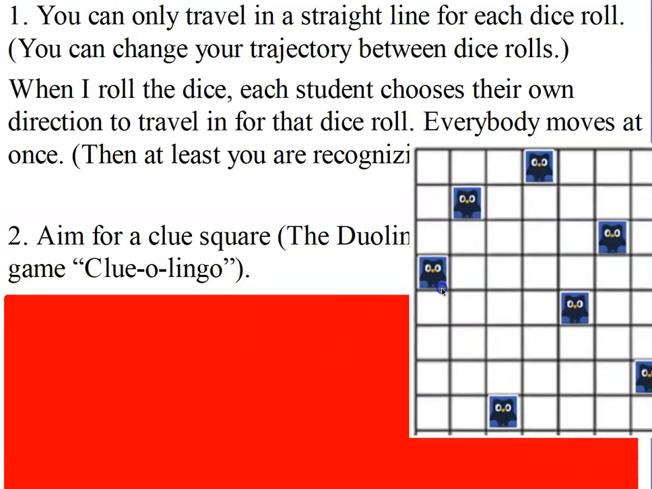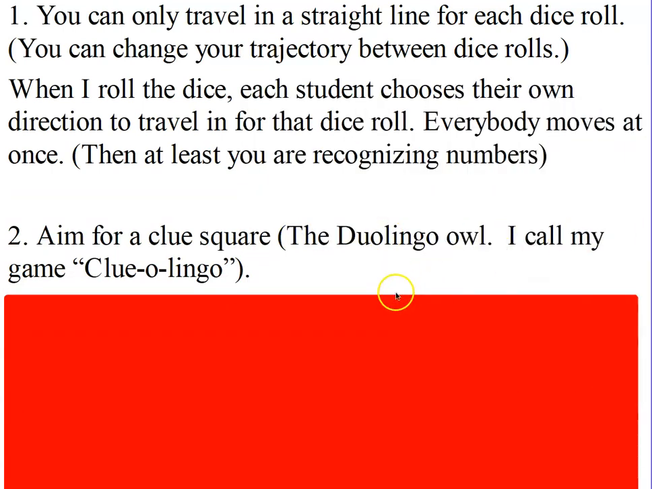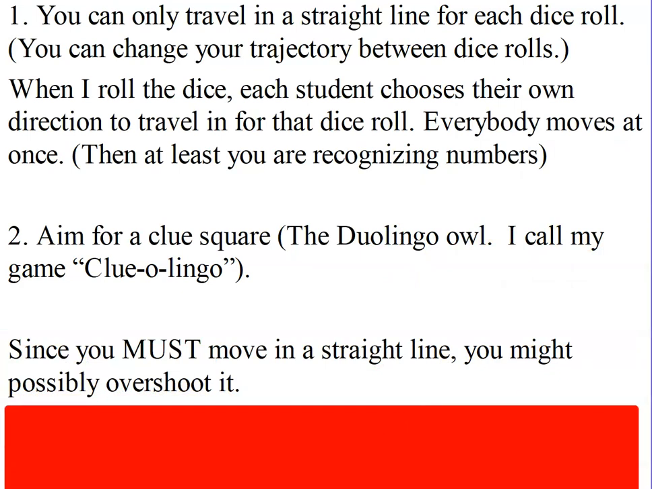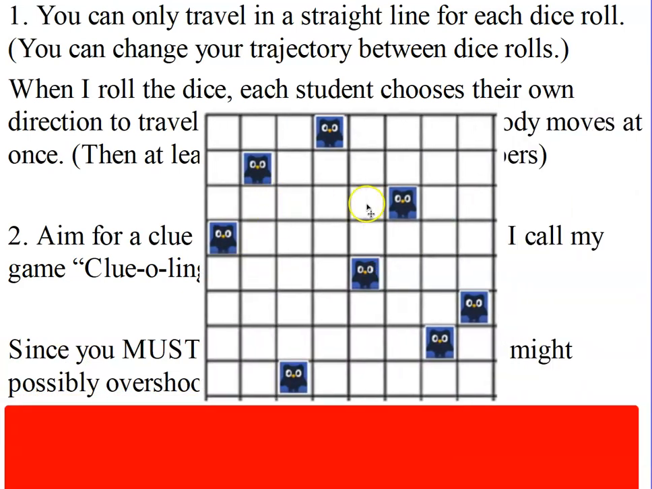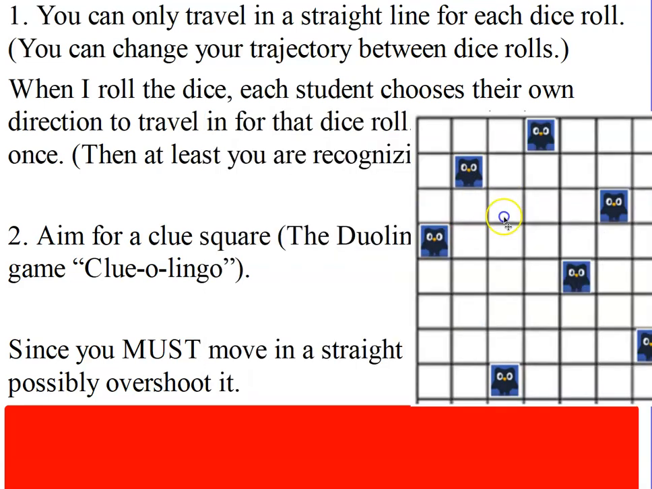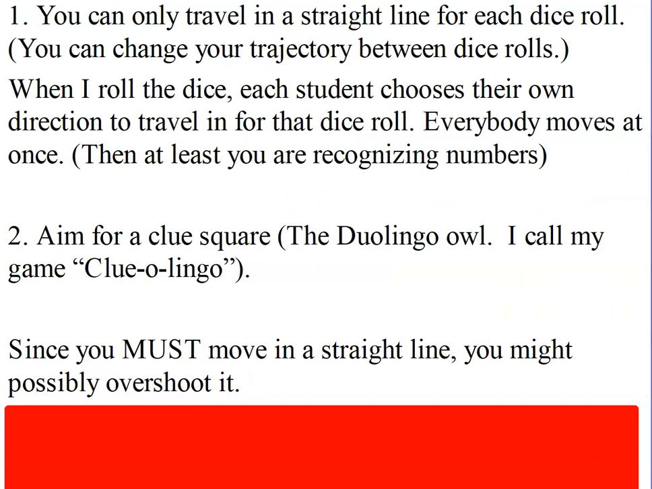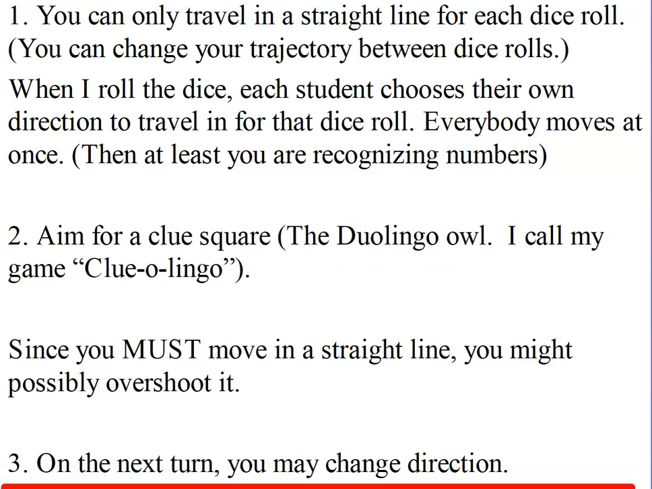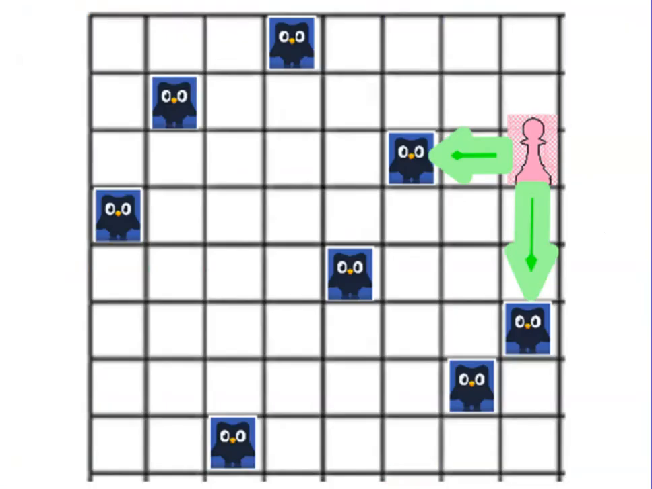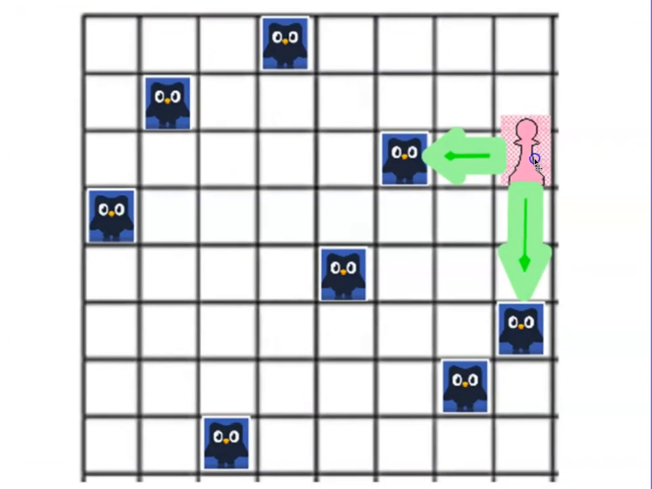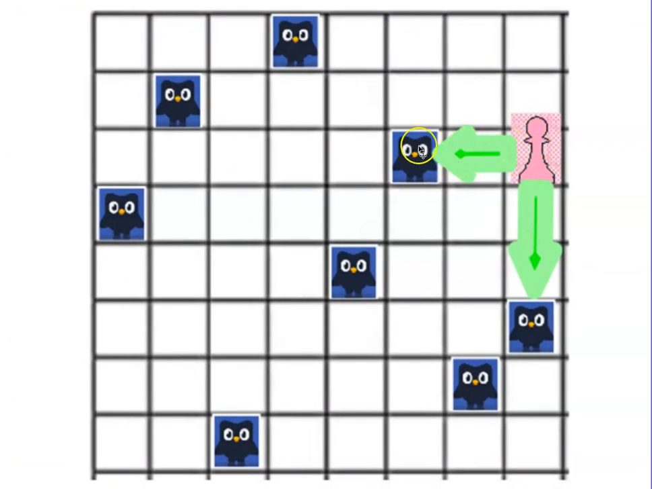Aim for a clue square, so you're going to aim for one of these Duolingo squares. You have to move in a straight line. You might overshoot it. So I don't know, here, let's say you're right here, and I rolled 3, so you go 1, 2, 3. Oops, you overshot it. That's okay, because maybe next time I'll get a 1 and you can go back. Because I was rolling online for everyone. I have my dice roller. You might overshoot it. On the next turn, you can change directions. Okay, so here again, just showing, I put that all together. But you could move this way, you could move this way, but you can't move diagonally.